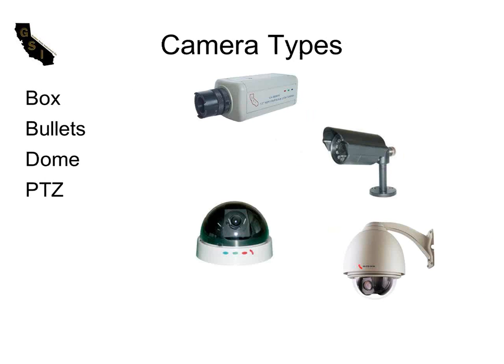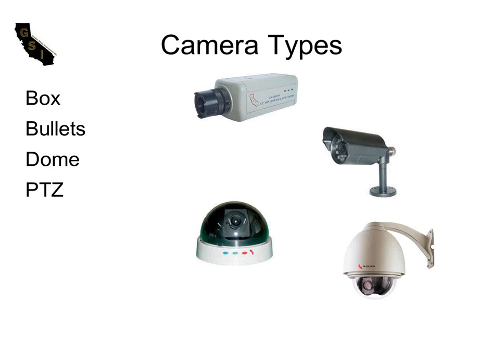There are different types of cameras. There are box cameras, bullets, domes, and PTZ. With the box camera, it's very versatile because you can put any type of lens on there. You can put a fixed lens or you can put a varifocal lens.